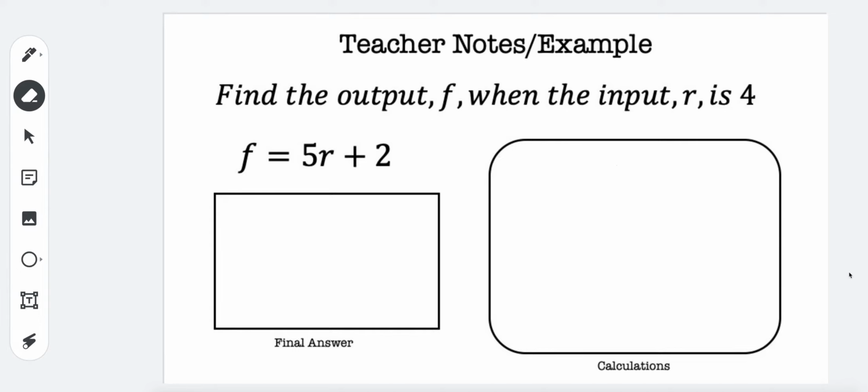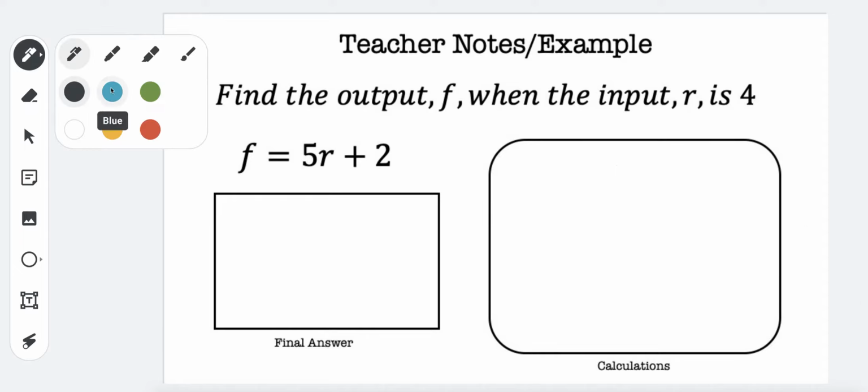Hey everybody, this video is about how to evaluate a function. So what I want you to do first is come over here and grab a pen or a marker. And the problem we're going to take on is this right here.